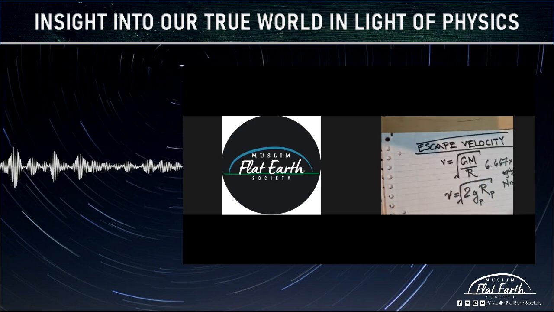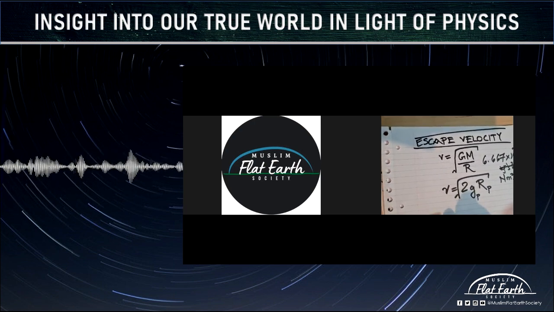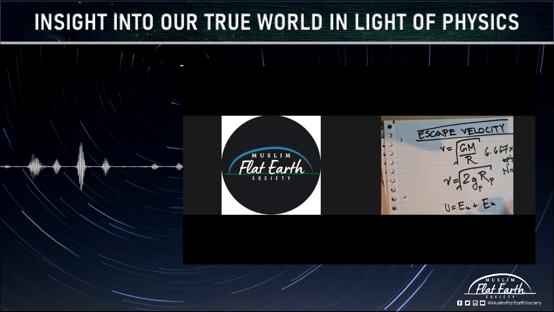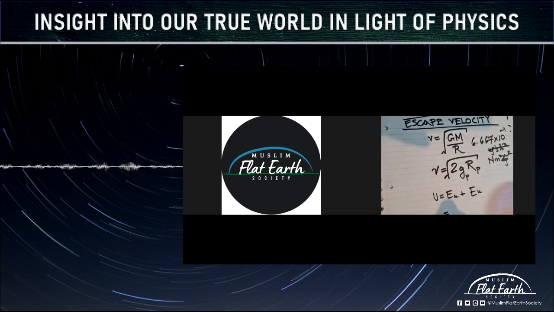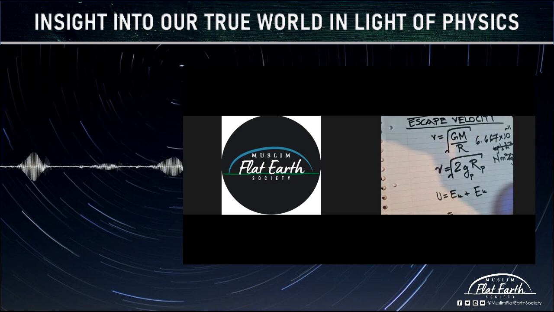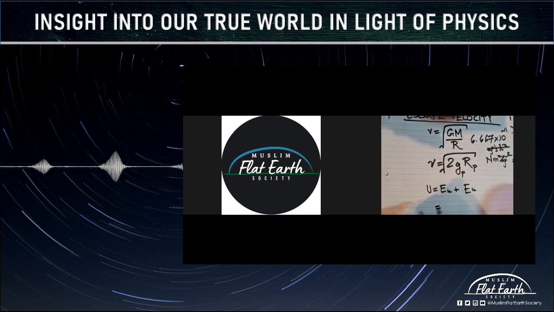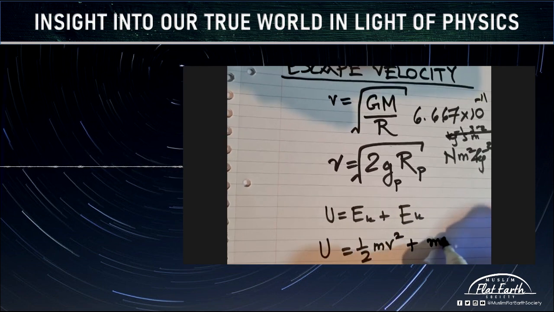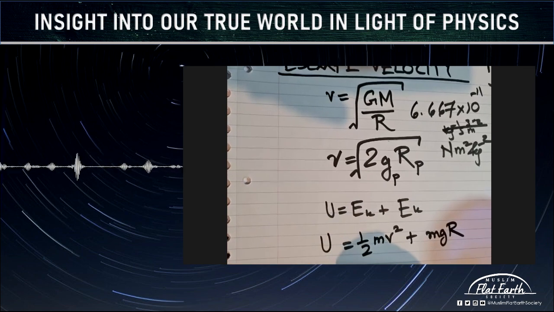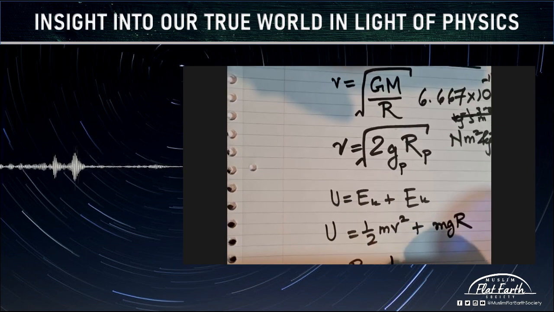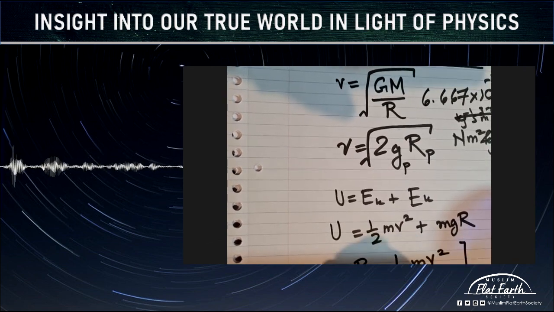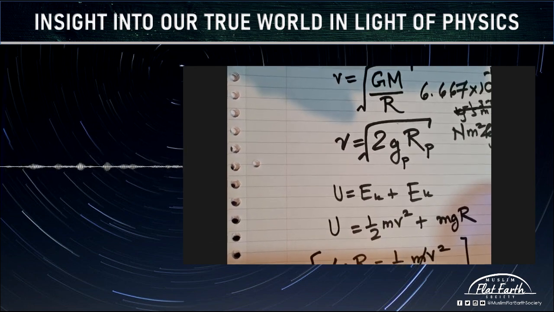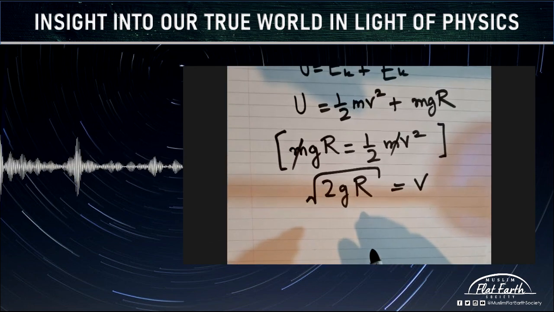So what I'm trying to say is, we know that total energy U equals kinetic energy plus potential energy. If you equate the kinetic energy of a system to its potential energy, so kinetic energy is half mv squared and potential energy is mgr. If you equate mgr equals half mv squared, you get the square root of 2gr equals velocity. That's very basic arithmetic, very, very basic.